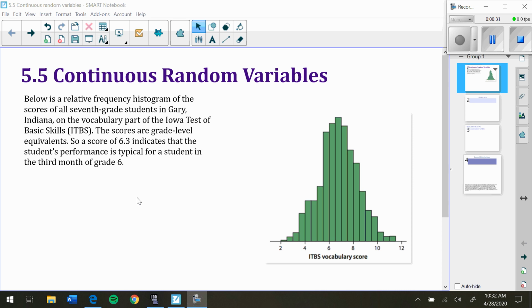So we took some notes at the beginning of this chapter, and we're actually going to skip over some of that middle stuff, and we're going to talk about some continuous random variables. So what you have in front of you, and this is actually the same example as in the book, is a relative frequency histogram of the scores of the 7th grade students in Gary, Indiana on the Iowa Basics test.